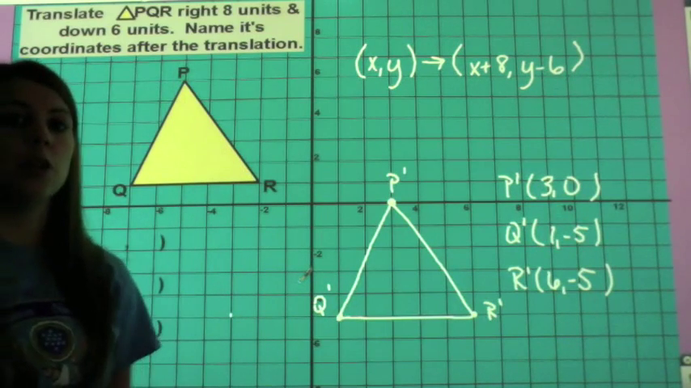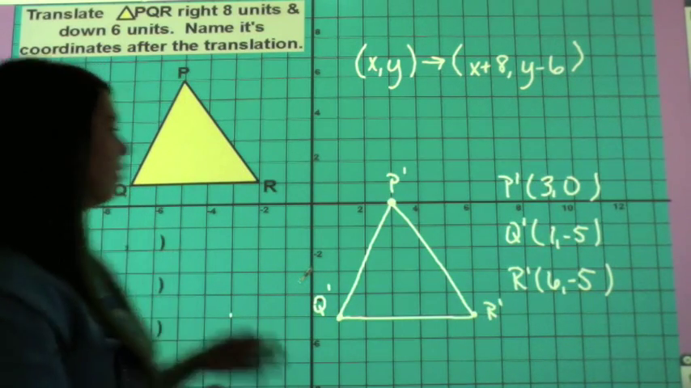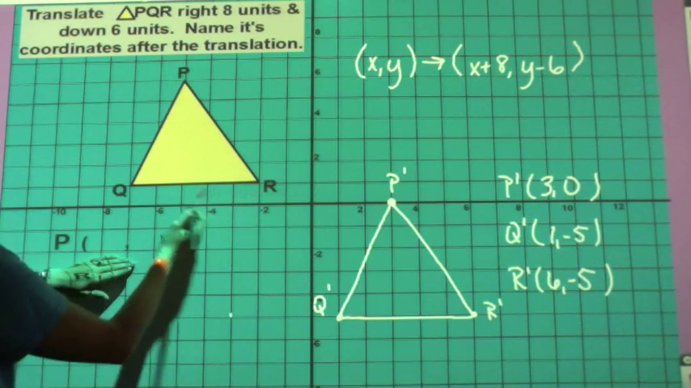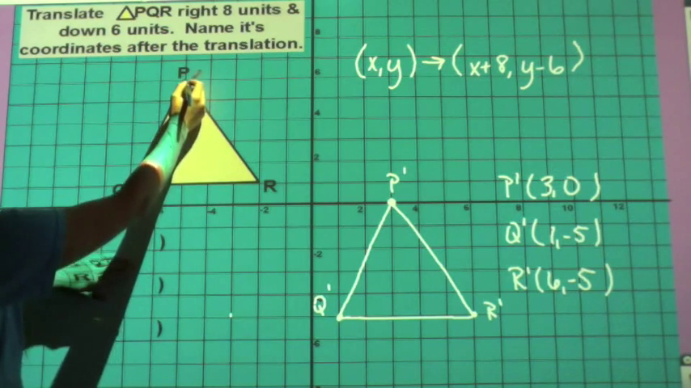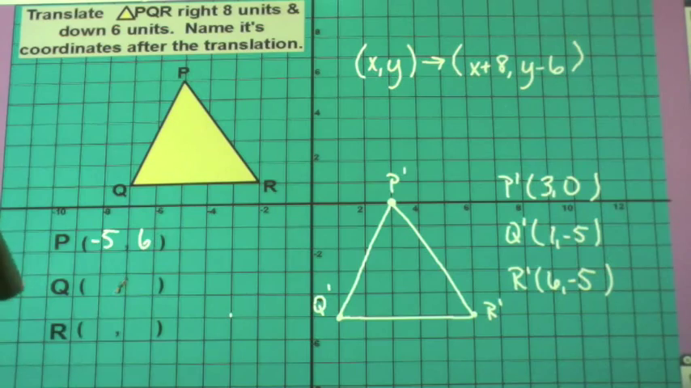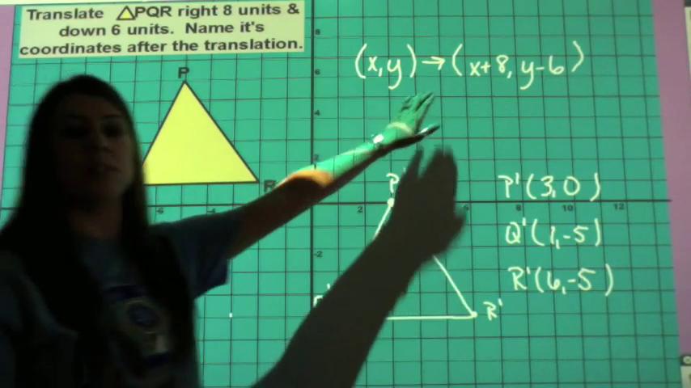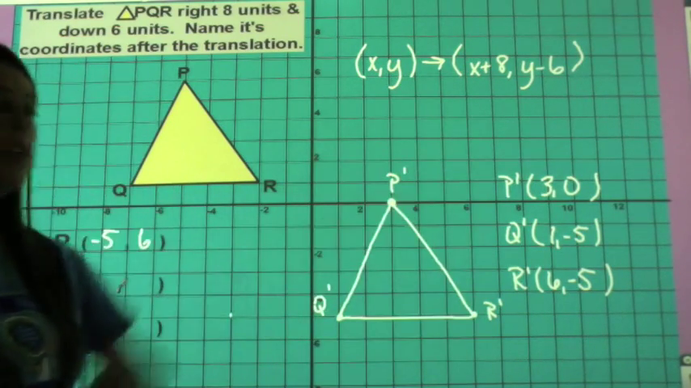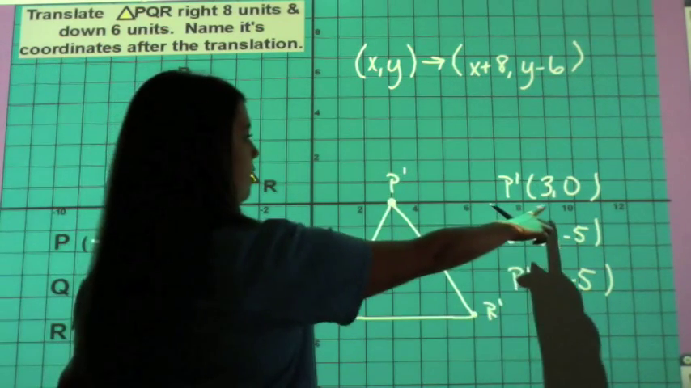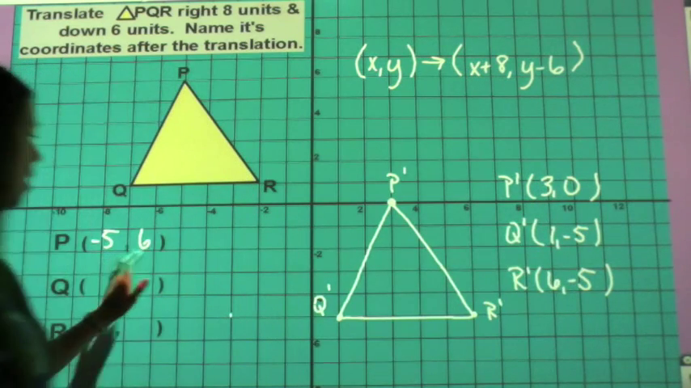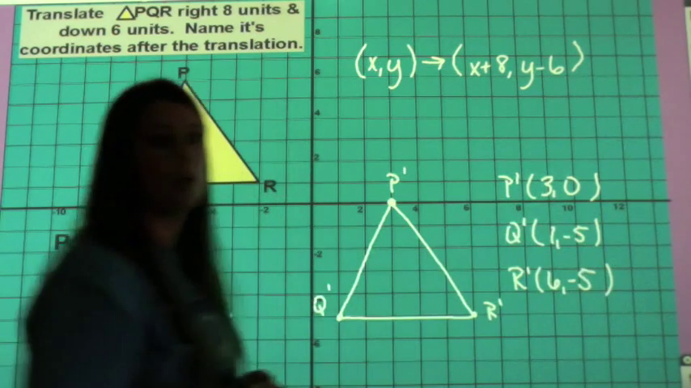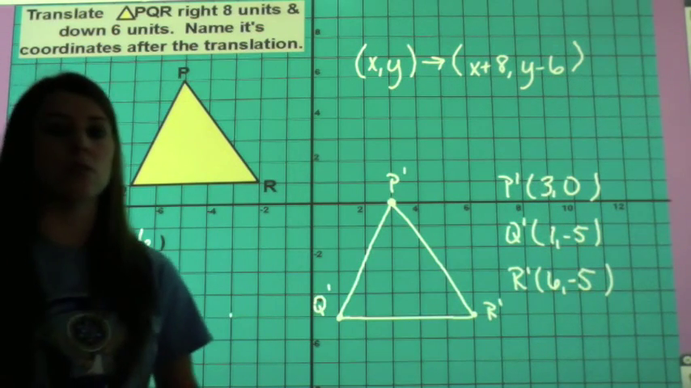If you wanted to check your work without graphing and just do it mathematically, let's take our first letter P and check it. P is at -5, 6. If we plug in -5, 6 into our rule, we should get 3, 0. -5 plus 8 is 3. And our y, 6 minus 6 is 0. So it works. And that's the arrow notation rule.